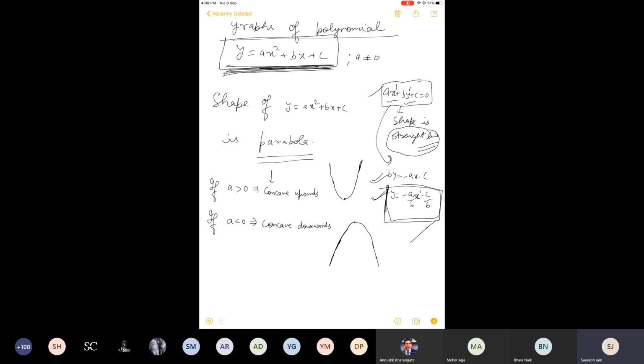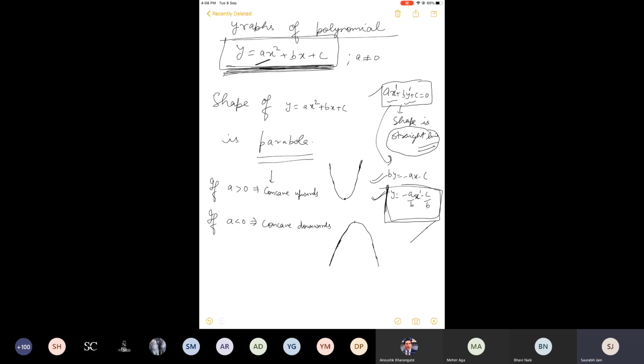So the first thing is the shape. Second is how to remember, how to check. You will have to first check the sign of the coefficient of x square. If it is positive, it will open upwards. If it is negative, it will open downwards.